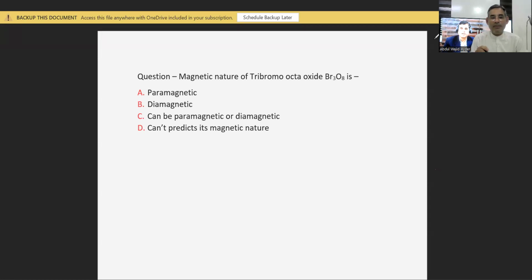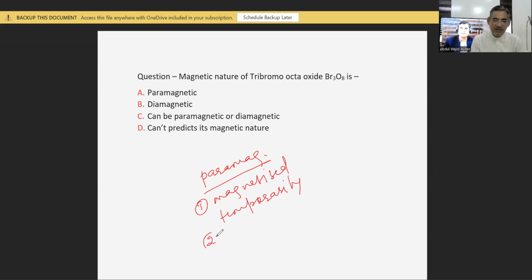So what are paramagnetic substances? Paramagnetic substances are those which can be magnetized temporarily, and those which can't are called diamagnetic substances. And the second definition related to paramagnetic is that those species which have unpaired electrons will always be magnetized temporarily and will be known as paramagnetic.